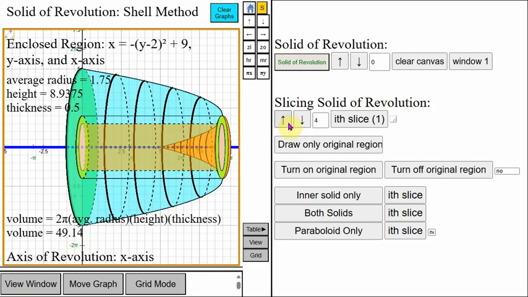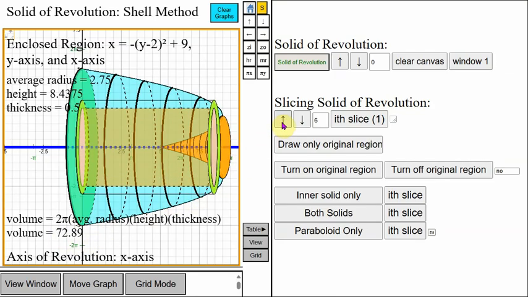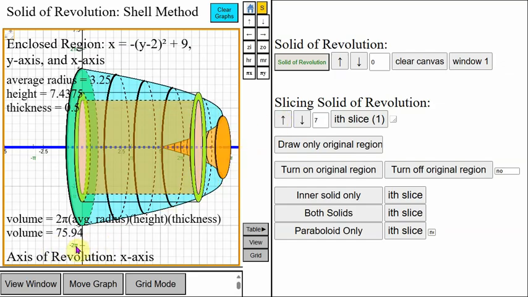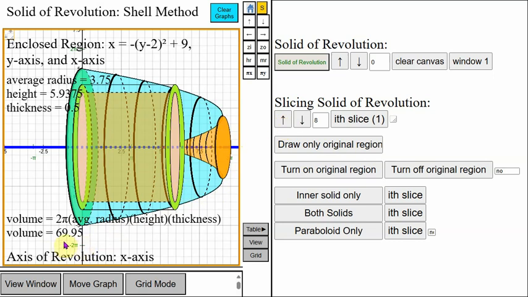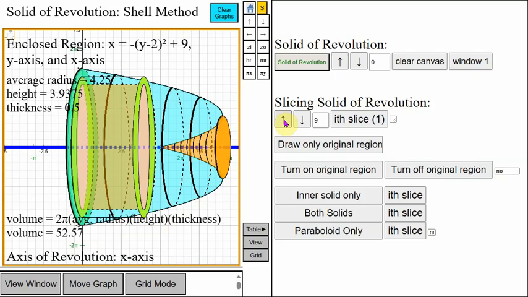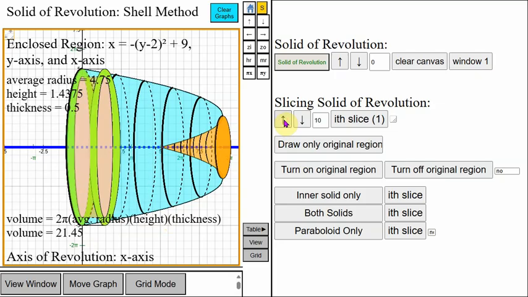And then for shell number 4, the volume is 49.14. Shell number 5, the volume is 63.18. Shell number 6, the volume is 72.89. Shell number 7, the volume is 75.95. Shell number 8, the volume is 69.95. Shell number 9, the volume is 52.57. Shell number 10, the volume is 21.45.